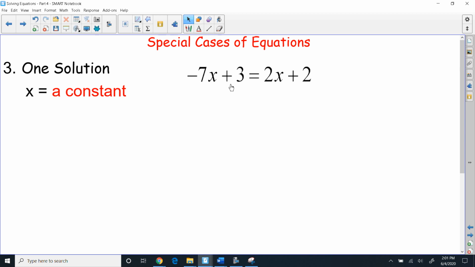Well, how do we start it? Well, we get all of our letters when we have variables on both sides. We get all of our letters to the left, I recommend, and our numbers to the right. So let's move this minus 3 over to the other side.